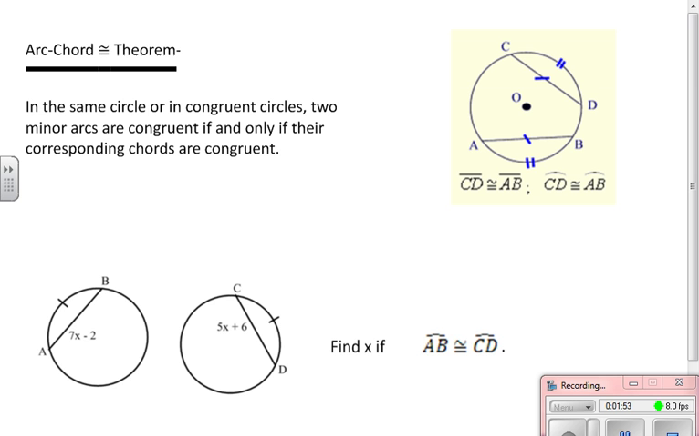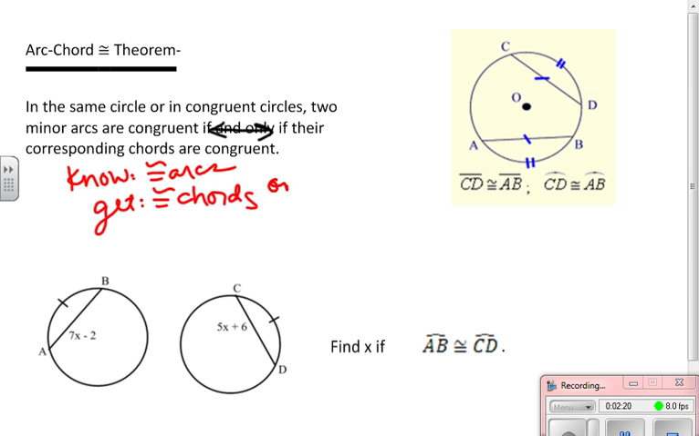Another idea with circles is a relationship between the arcs and the chords. In the same circle or in congruent circles, two minor arcs are congruent if and only if, remember it goes both ways, their corresponding chords are congruent. So again, if you know congruent arcs, you get congruent chords.